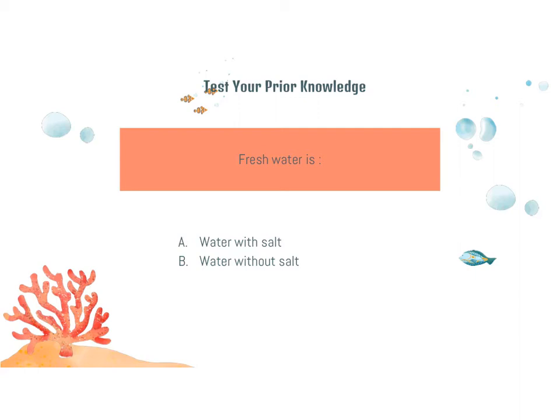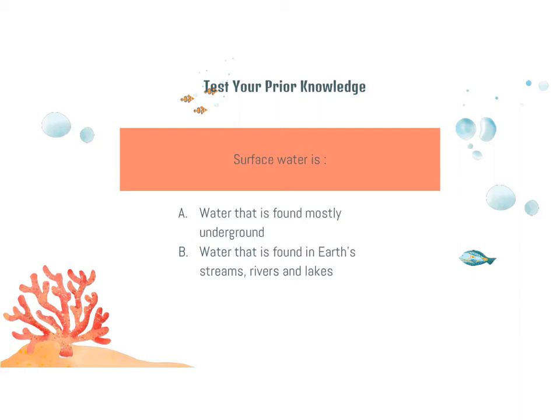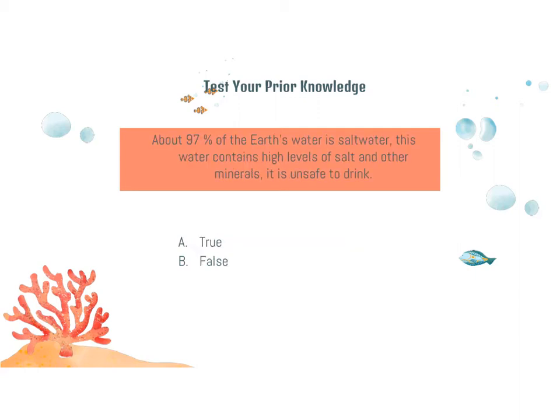What is fresh water? What is surface water? About 97% of the Earth's water is salt water. This water contains high levels of salt and other minerals. It is unsafe to drink. Is this true or false?